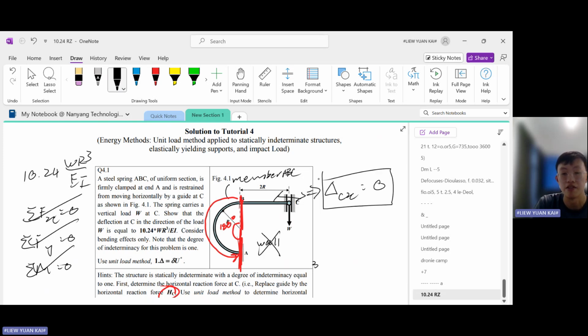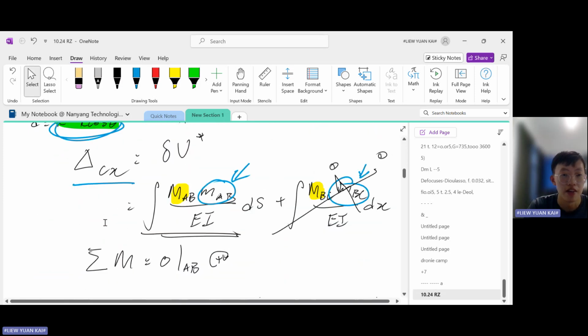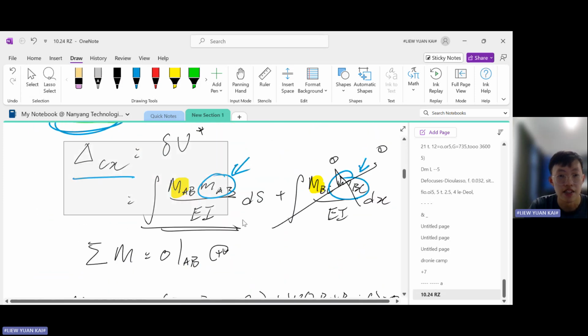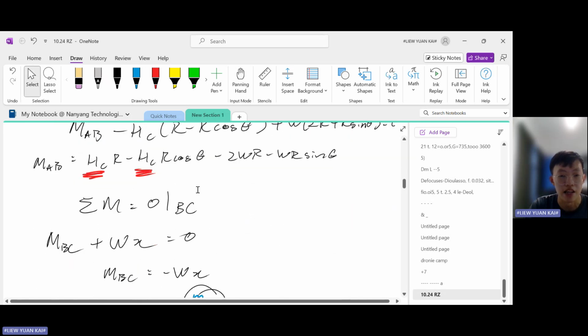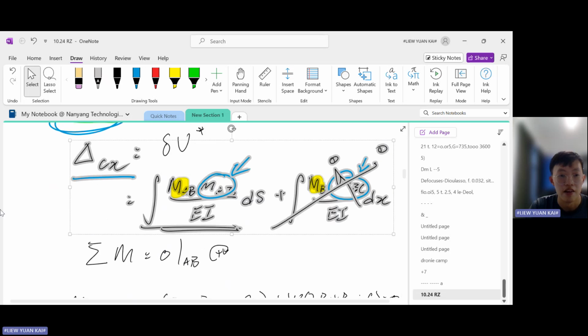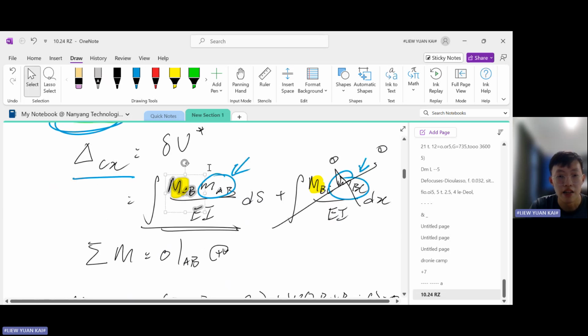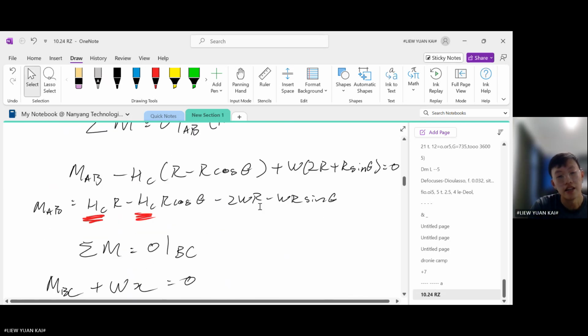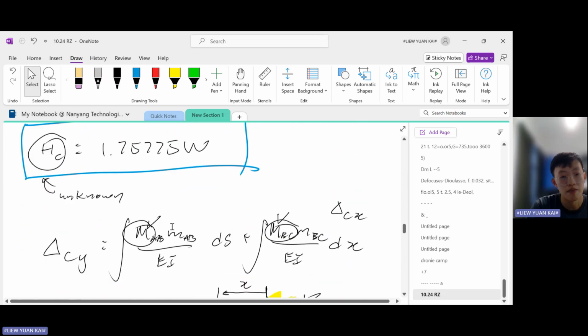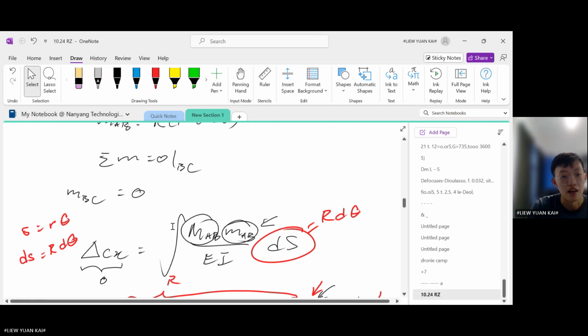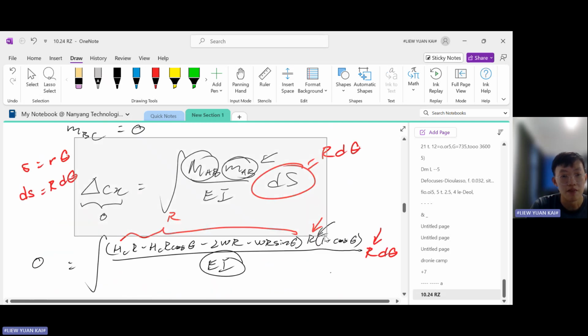Using this fact, I will apply the unit load in the horizontal direction for C. Okay, so that's why I wrote this. Delta Cx is equal to the sum of virtual complementary works. I do the same process as normal to find the internal moments: MAB, small MAB, MBC, and small MBC. Then I will substitute all this into the integral, right? After I found all the internal moments, I go back to the deflection expression, put it here, and sub everything in.